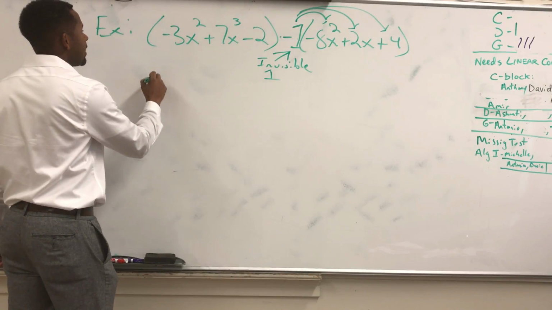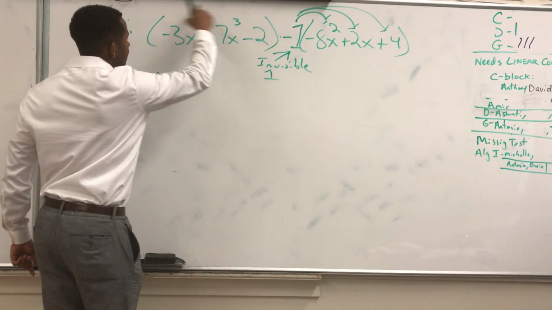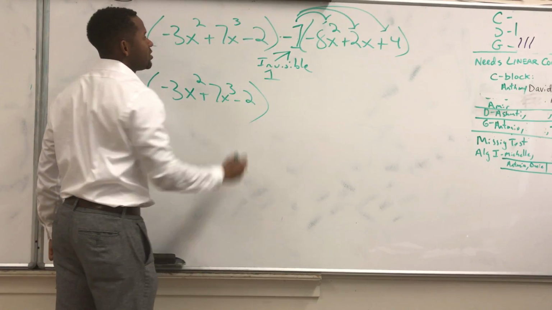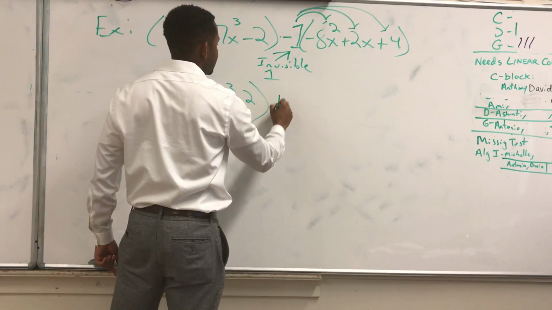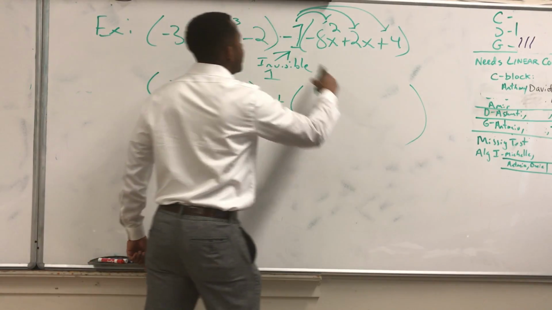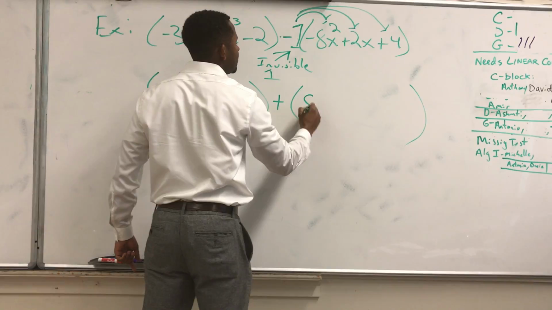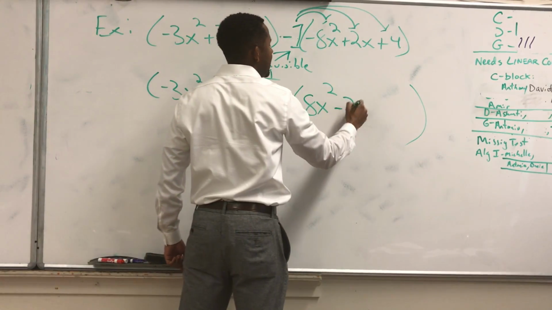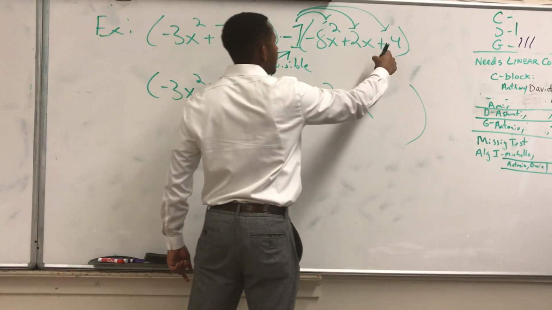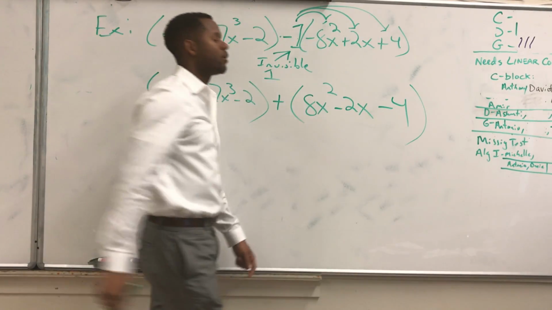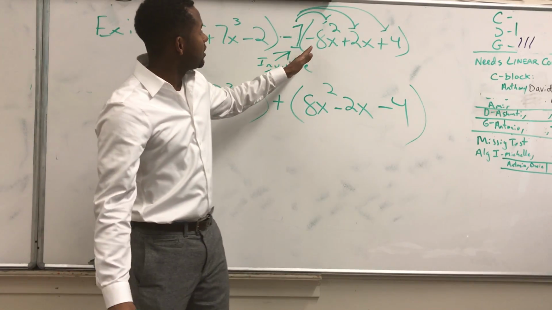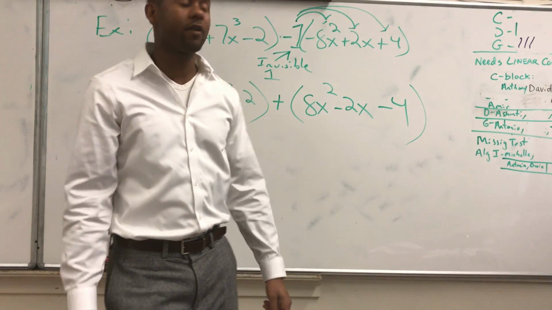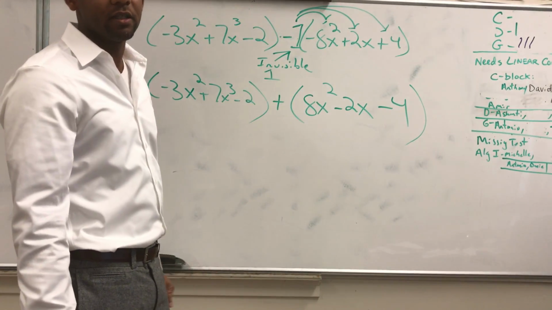And we're actually going to distribute it through the entire second polynomial. So if I was going to rewrite this, I'd have -3x squared plus 7x cubed minus 2. Notice, nothing up here changes. But now this turns into plus. And -1 times -8 is positive 8x squared. -1 times positive 2 is -2x. -1 times positive 4 is -4, right? It basically just changes the sign of everything behind it. So you should write that out so you see it.